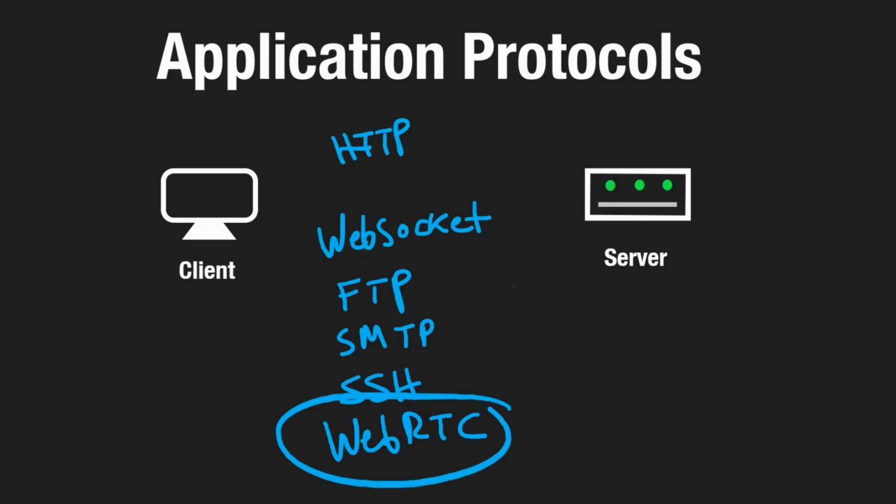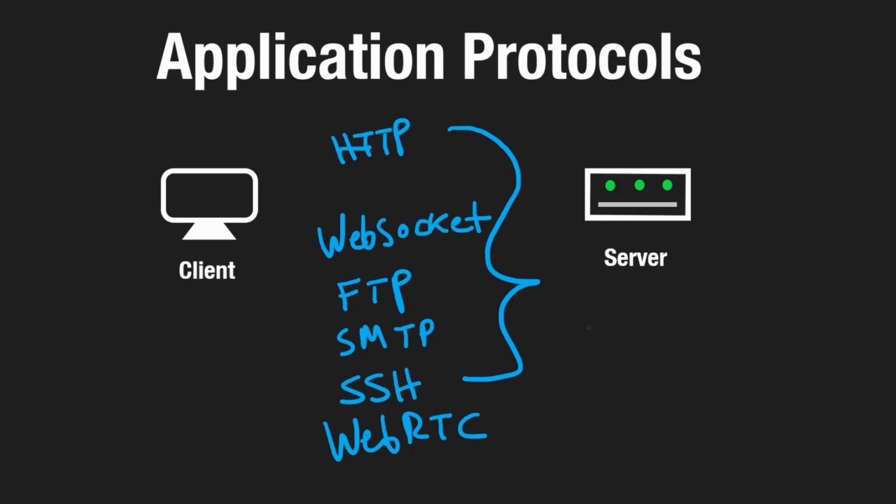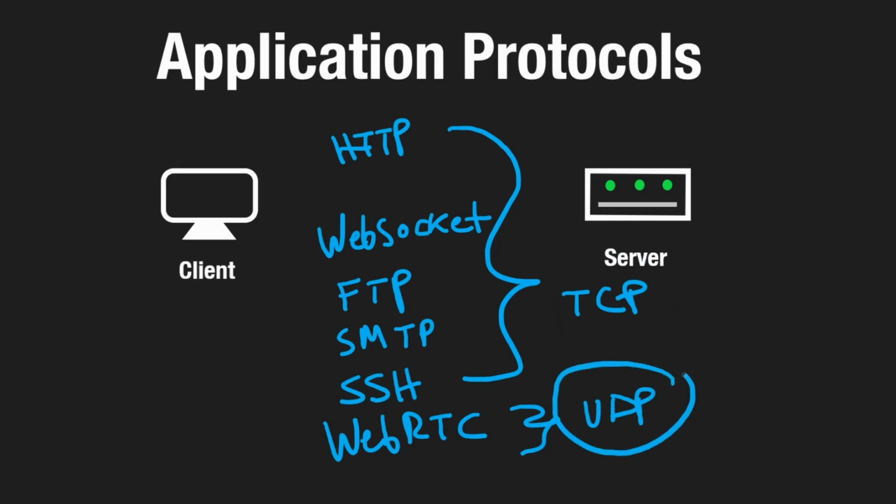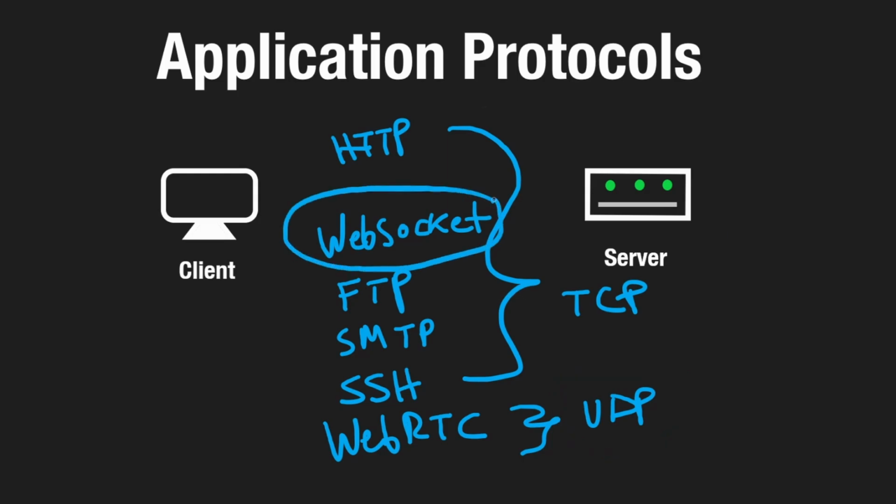The interesting thing is that all of these are actually built on TCP. Reliability is important for these protocols. WebRTC, though, since it's optimized for video and audio streaming, is actually built on UDP. So TCP is definitely the more common transport layer protocol, but UDP also has its use cases. It's all about the trade-offs. And now we'll be moving on to the trade-offs of WebSockets and the differences between it and HTTP.